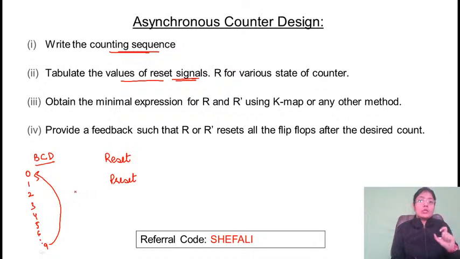To represent 10 states, we need to use 4 flip-flops. With 4 flip-flops, how many total combinations will you get? 16 combinations. But among these 16 combinations, I have to use just 10 combinations, that is 0 to 9. After 9, where does it have to come back to? It has to come to 0. So this means that it will reset to the initial state.